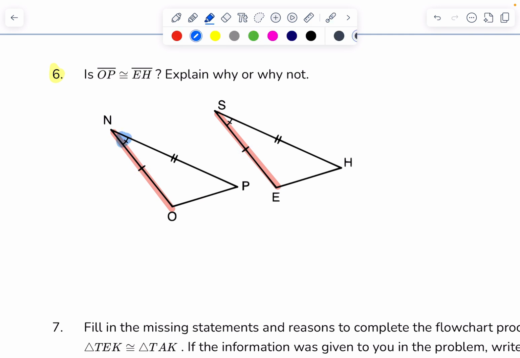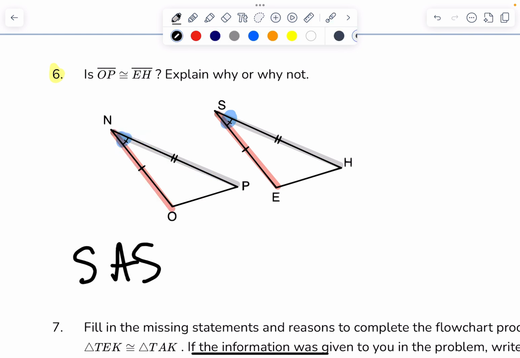Next, angle N and angle S are the exact same. Why? They both have the same arc with one little tick, so they're congruent. And then lastly, NP has 2 tick marks, and so does SH. With this information, these two triangles have to be congruent. Why? Because of side, angle, side.